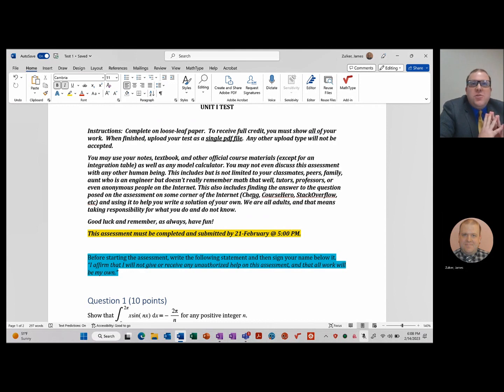You're allowed to use your notes, your textbook, any other official course material. So the tables I handed out, you cannot use the integration table aside from the basic formulas and the 6 trig reduction formulas unless the problem tells you to use the table. Right, you're not allowed to use Mathematica to evaluate an integral unless the problem tells you to. Same thing with the calculator.